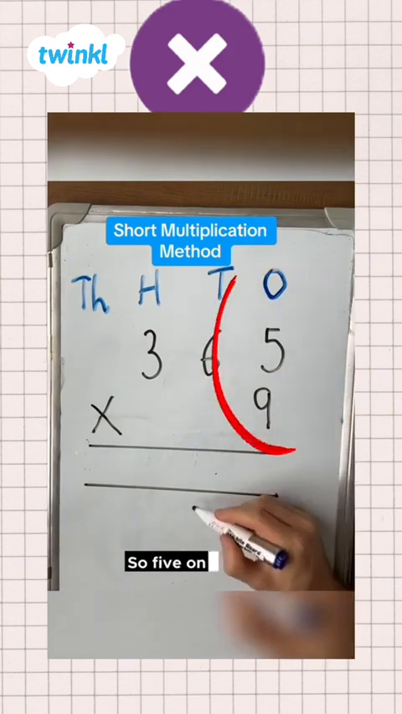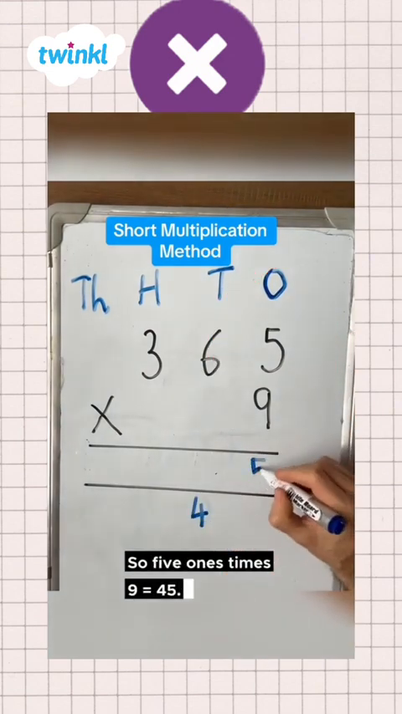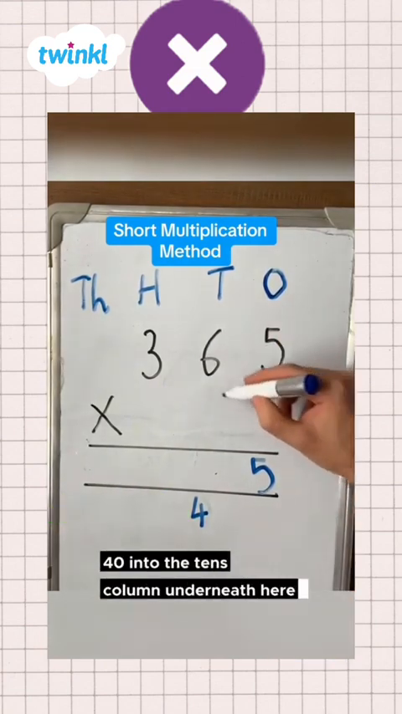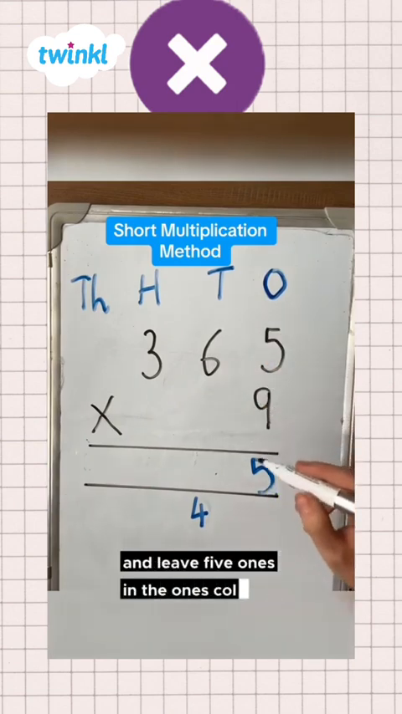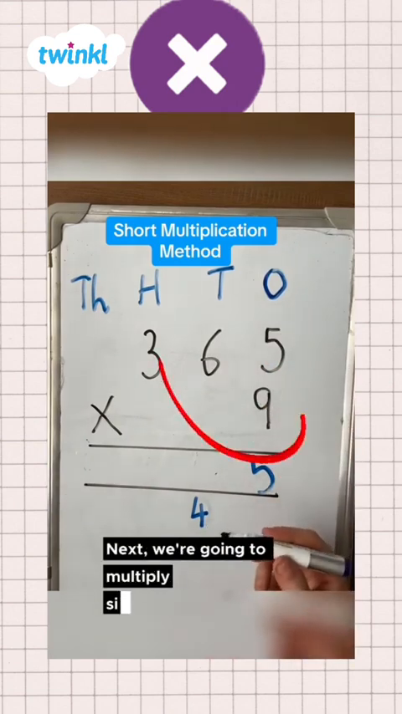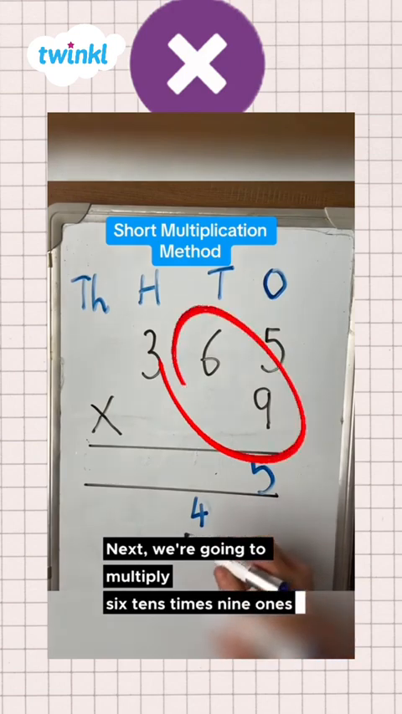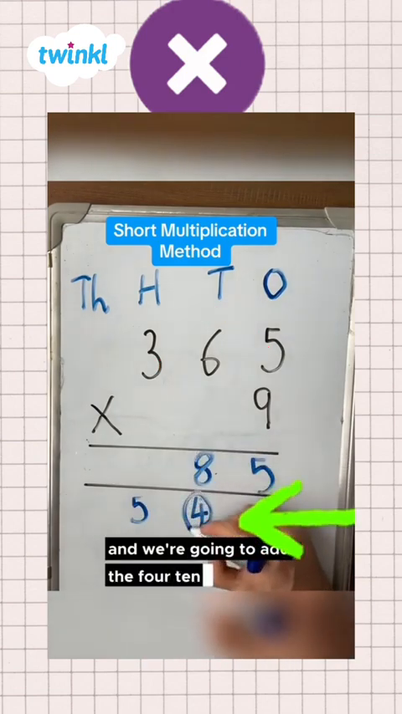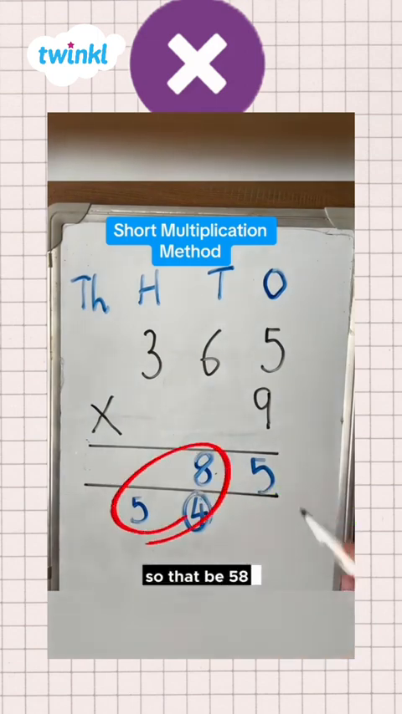So 5 ones times 9 equals 45. When the number goes over 10, we regroup 4 tens, 40, into the tens column underneath here and leave 5 ones in the ones column. Next, we're going to multiply 6 tens times 9 ones, and that equals 54. And we're going to add the 4 tens that we carried over, so that would be 58.